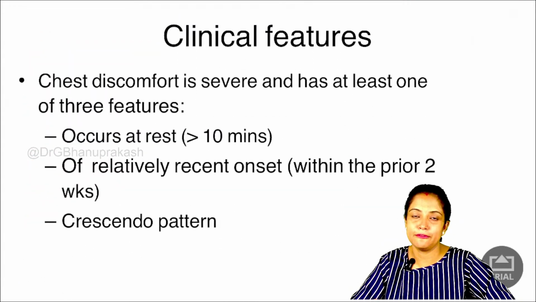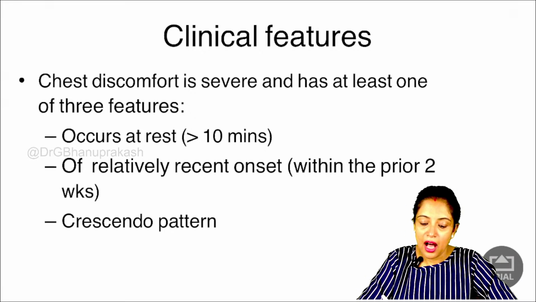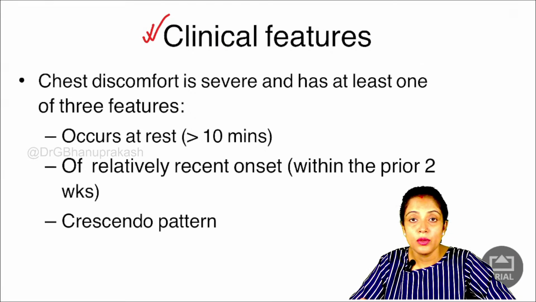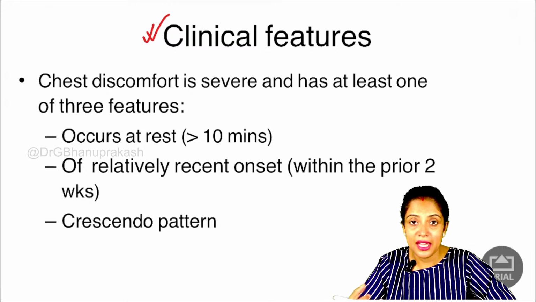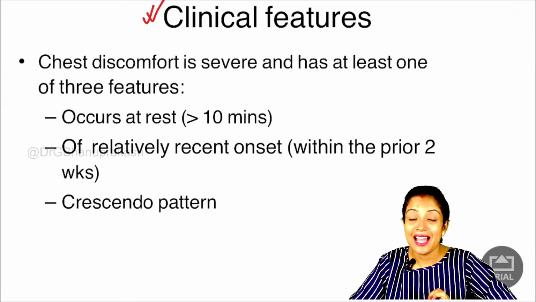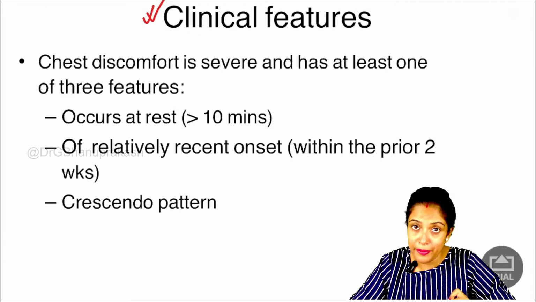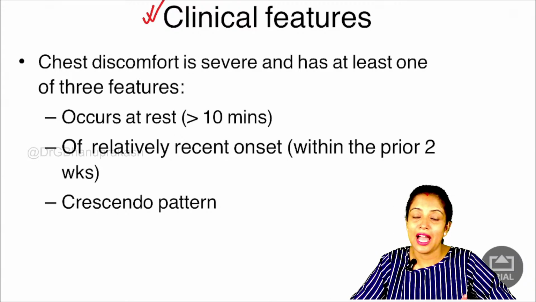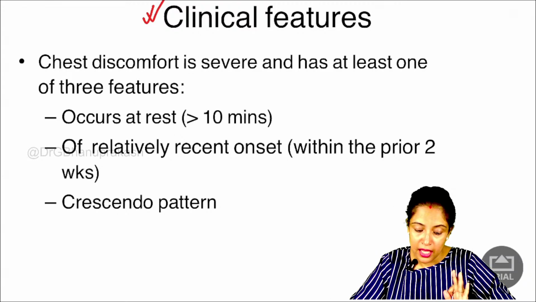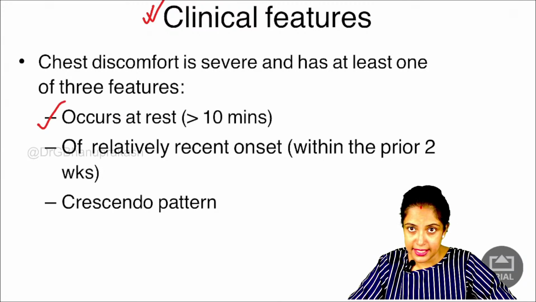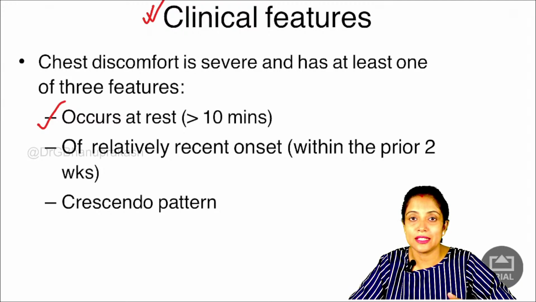Coming to the clinical features, the most important thing is how you suspect that the patient may be presenting with acute coronary syndrome. The patient will have severe chest pain, severe chest discomfort, and will have one of the following features. The first one is that it occurs at rest and it usually persists for more than 10 minutes.